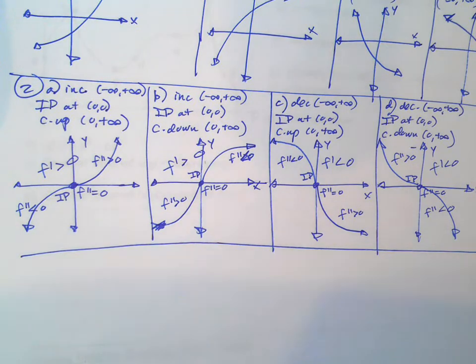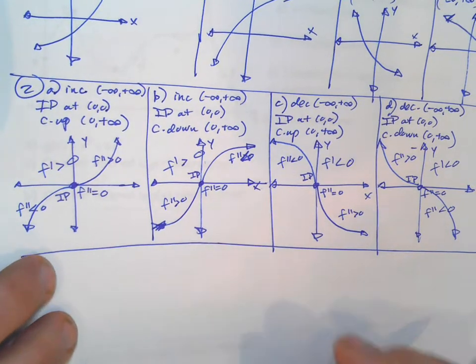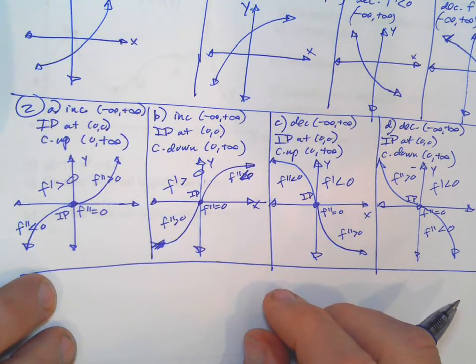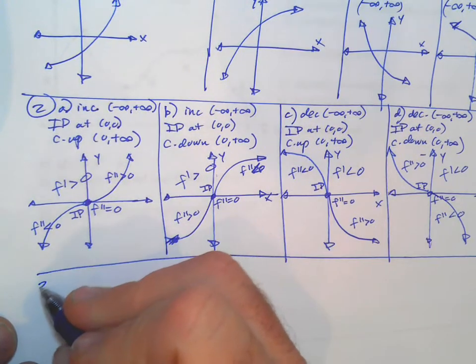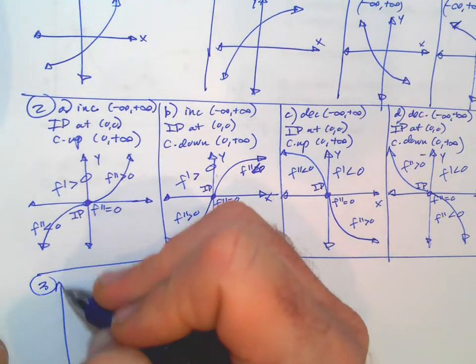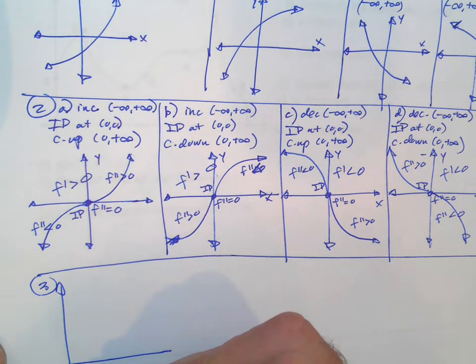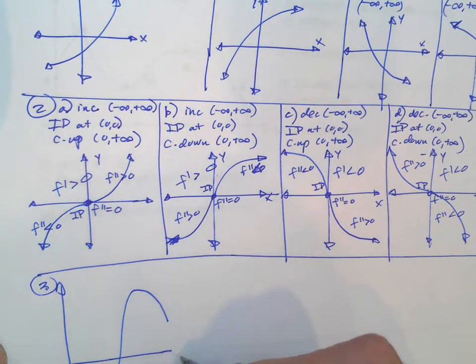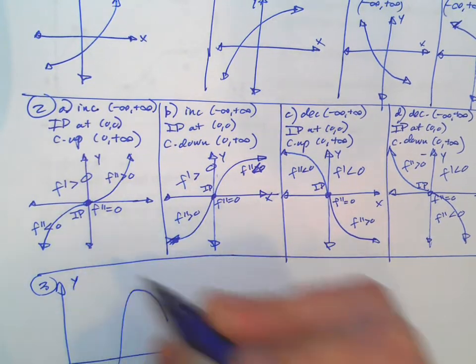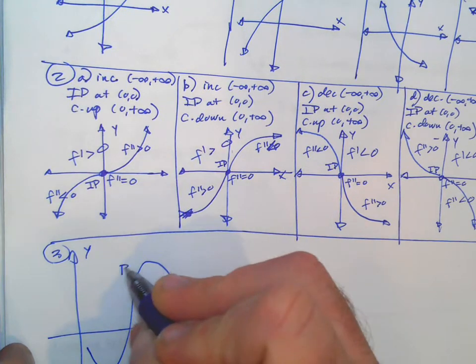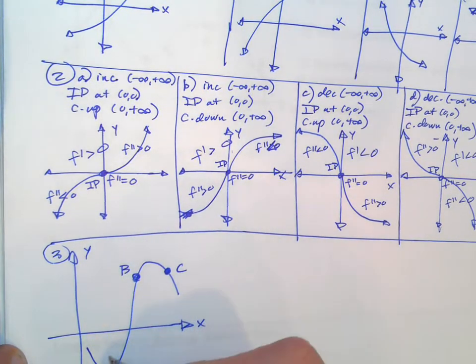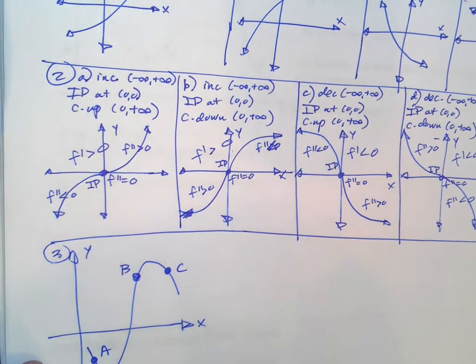Number 3, they give you a graph. It says use the graph of the equation and the accompanying figure to find the signs of dy/dx and the second derivative at the points A, B, and C. So the picture, I'm just going to recreate the picture real quick, which you might also do on your own paper. It's really how you're going to show your work. It kind of looks like this. Pretty basic. It's got some points, B, C, A.